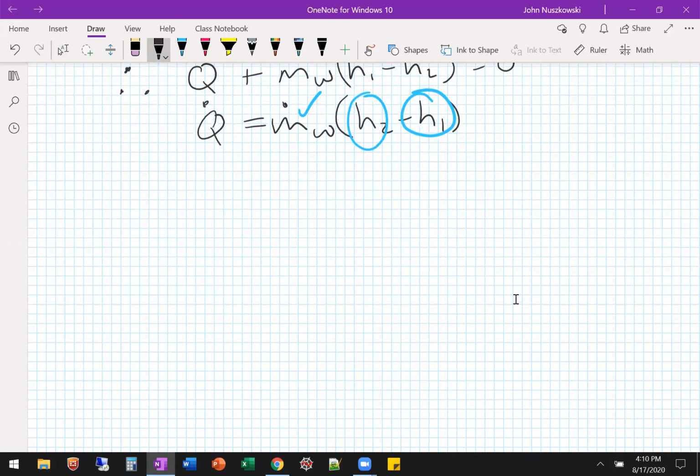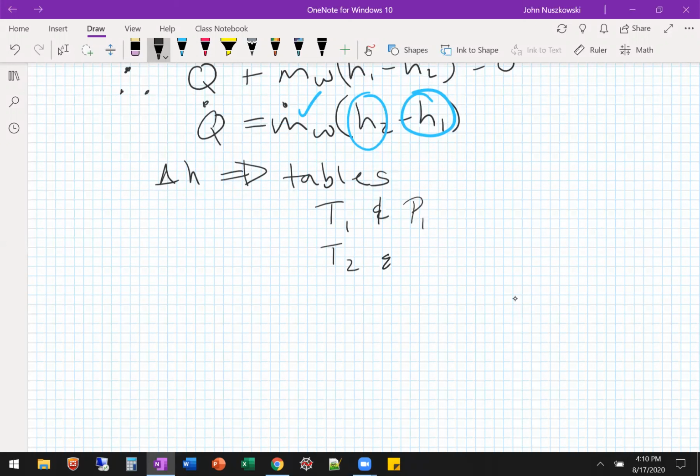Earlier, someone mentioned the tables, right? So that's one of them. For delta H, we have tables, which need two independent intensive properties. We have T1 and T2, so we would need another independent intensive property to get from the tables. So we would have to assume a P1 and a P2, where we would say P1 is equal to, let's say, 14.7 PSI, so atmospheric pressure.